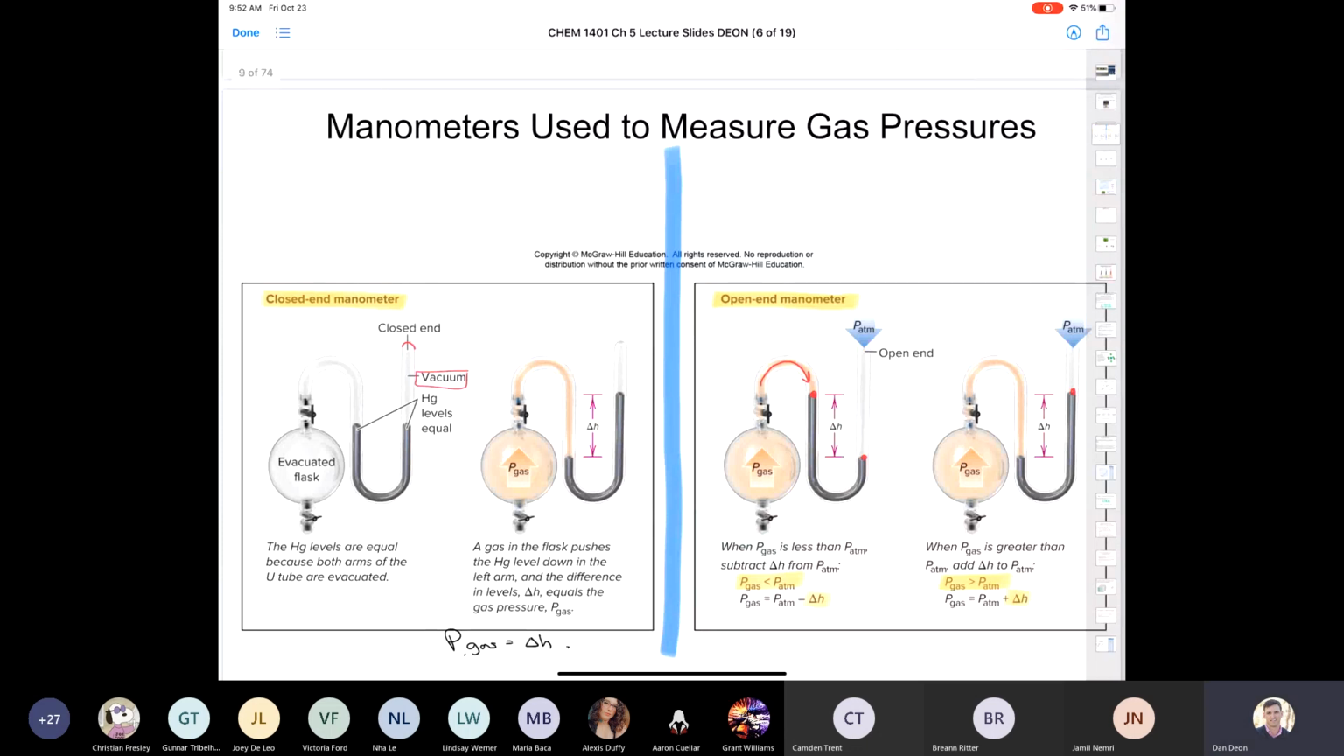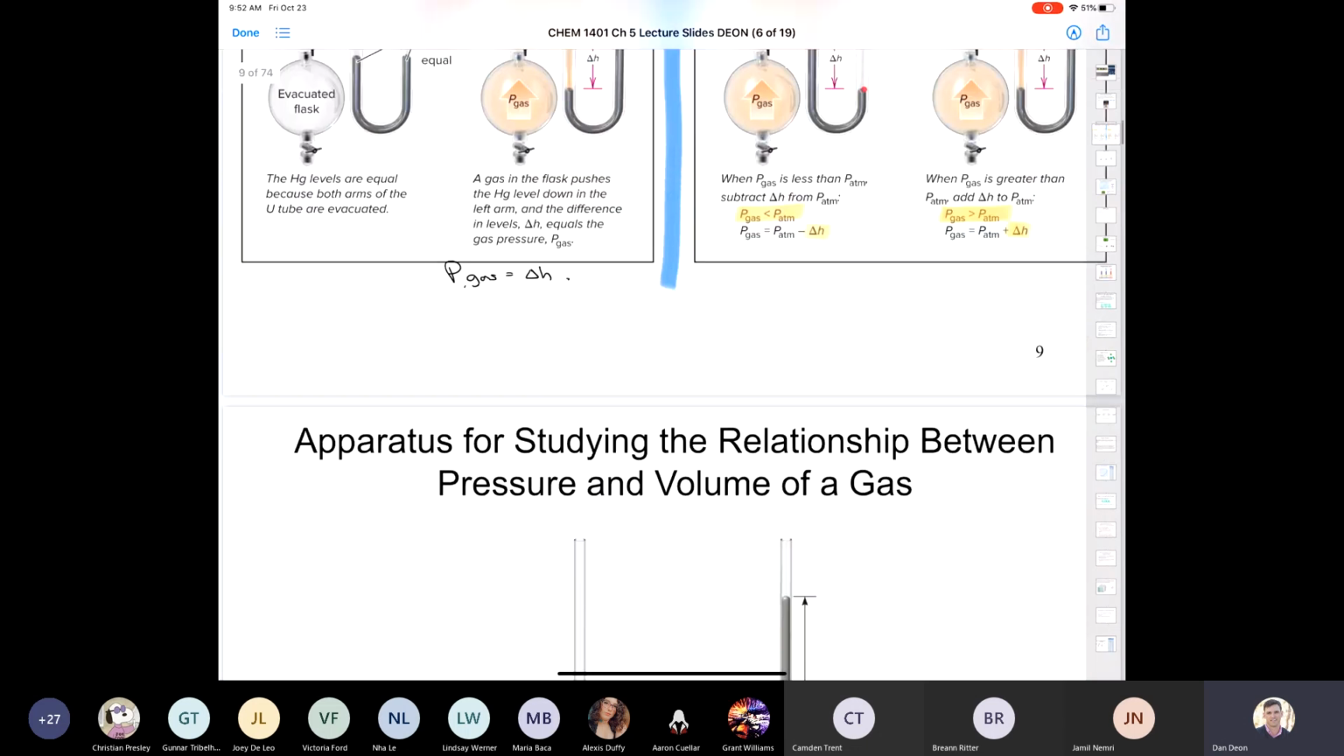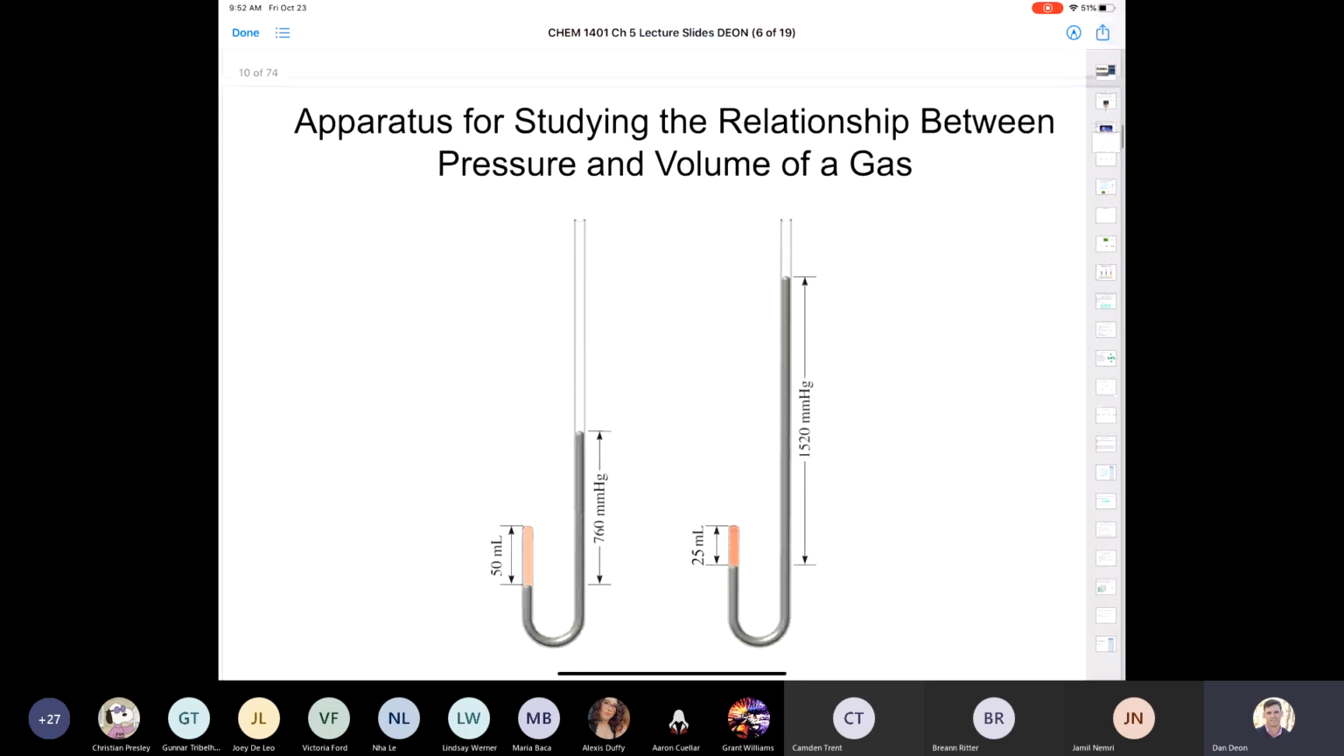Let's look at a scenario here, okay? And this is where we're really going to start getting into gas laws. We're just talking about how to measure gas pressures right now. But how would you study the relationship between pressure and volume of a gas? Even before I started recording this lecture today, I had an interesting discussion with my students who are online. I said, if you were to take a certain volume of a gas and put it under a higher pressure, what would happen? All the students said, well, the volume of the gas is going to decrease. And that's exactly what you see here.